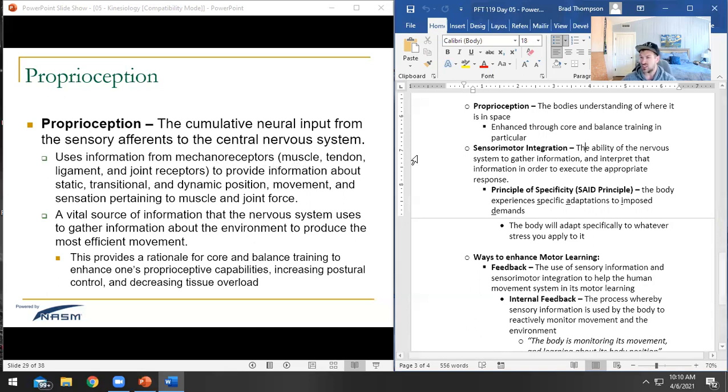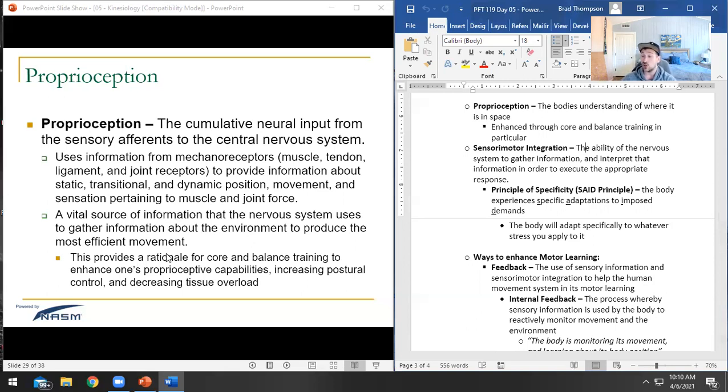It uses the information from those receptors throughout the body, your mechanoreceptors: muscle spindles, Golgi tendon organs, and joint receptors. That provides your brain with information about static, transitional, or dynamic positions of the different muscles and joints throughout the body. So this is how, again, your body understands where it is.